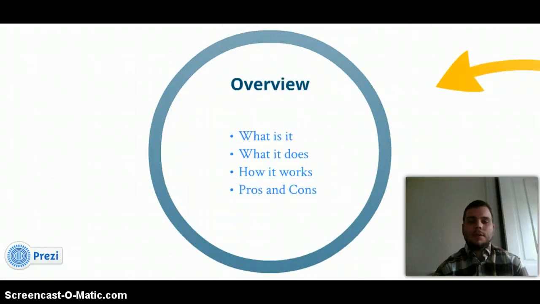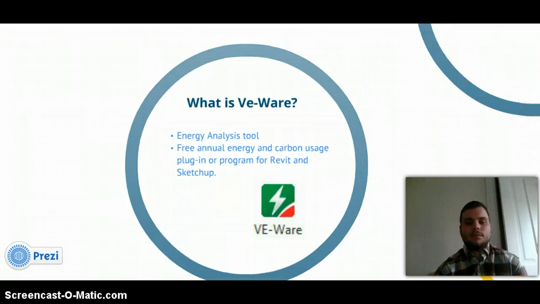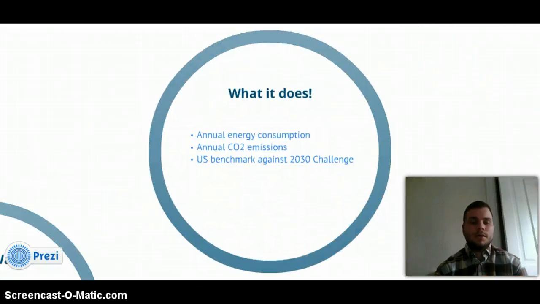An overview for tonight's presentation: what it is, what it does, how it works, and pros and cons. First, we'll start with what is it. Ve-Ware is an energy analysis tool. It's a free annual energy and carbon usage plugin or program for Revit and SketchUp. Now, what it does: it calculates annual energy consumption and annual CO2 emissions. It also calculates against the US benchmark 2030 challenge.